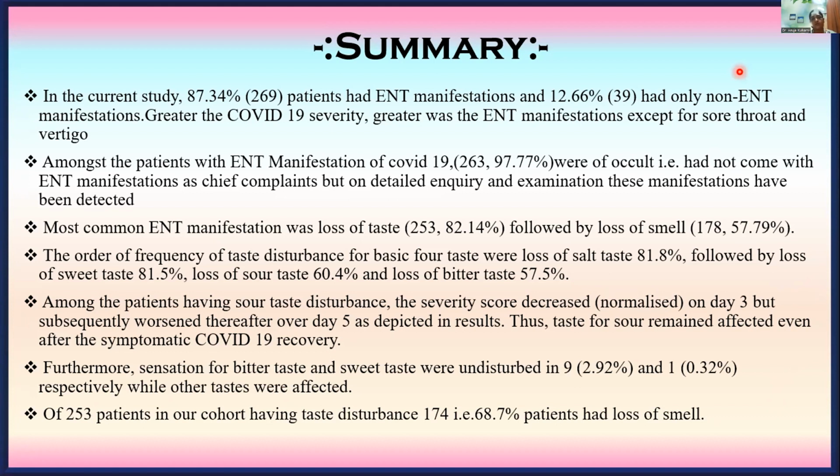Amongst the patients with ENT manifestation of COVID-19, upwards of 97%, that is 263 patients, were having occult symptoms. That is, they had not come with ENT manifestations as chief complaints, but on detailed inquiry and examination, these manifestations have been detected. The most common ENT manifestation was loss of taste, seen in upwards of 82% of cases, that is 253 patients of our cohort, followed by loss of smell sensation in 57.79% of patients, that is 178 of 308 patients of our cohort.